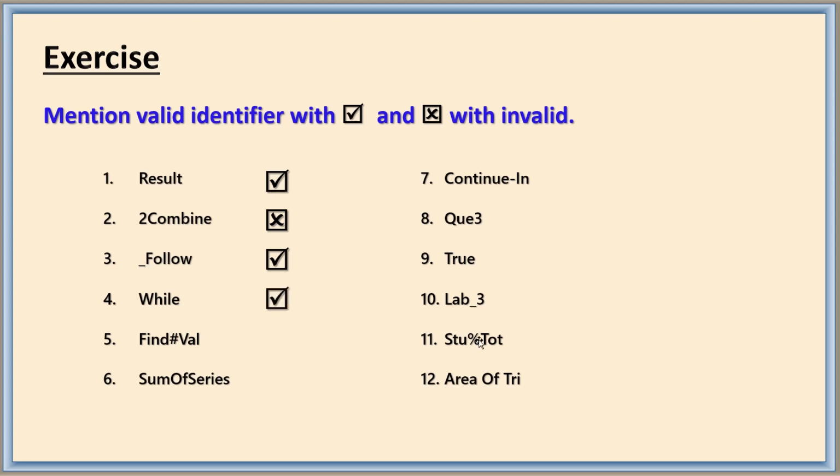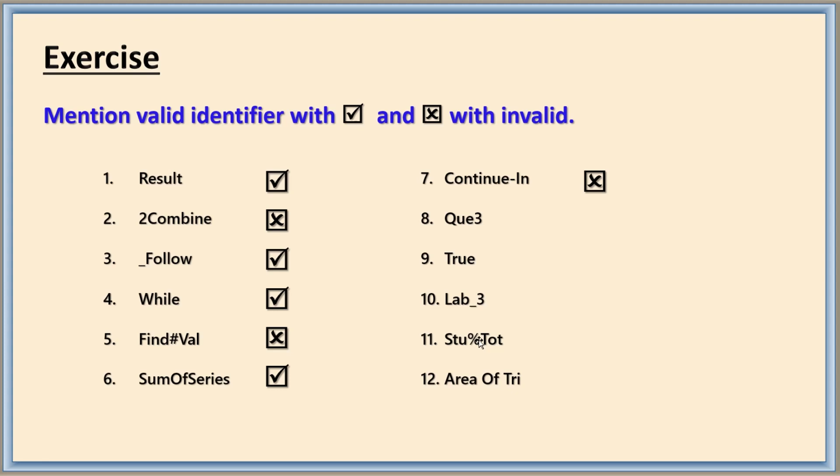While is correct. See, actually while in all small letters is a keyword. Here I have mentioned while with capital W. So small w while and capital W while have a difference. This can be an identifier, but if you use small w instead of capital W here, it cannot be a valid one. And then find hashtag, it is wrong because hashtag is a symbol which is not allowed. Sum of series is correct. Continue hyphen in is again wrong because of the symbol hyphen given.